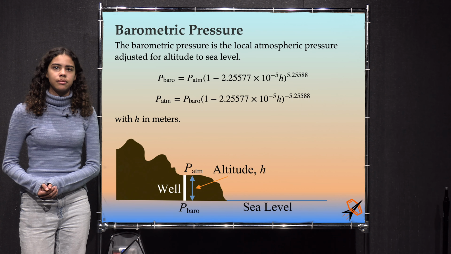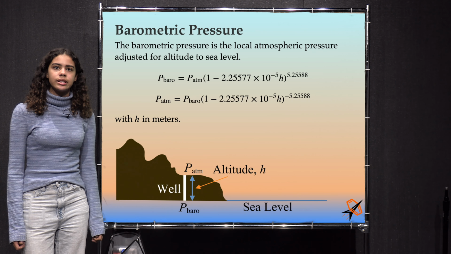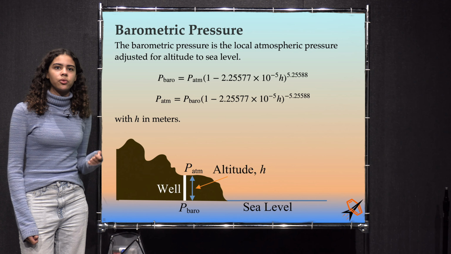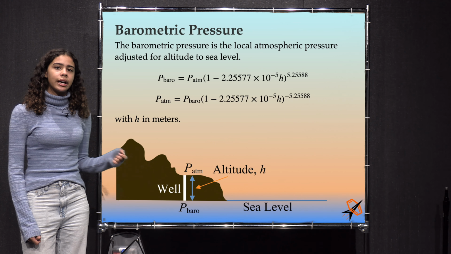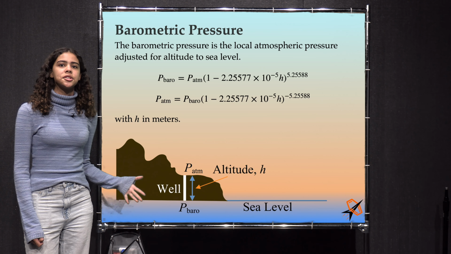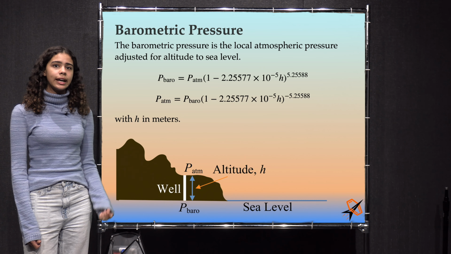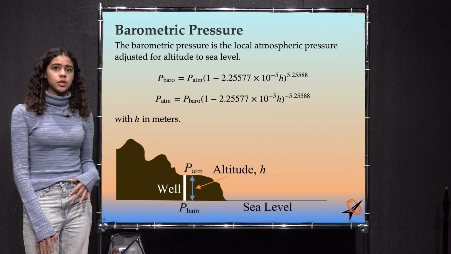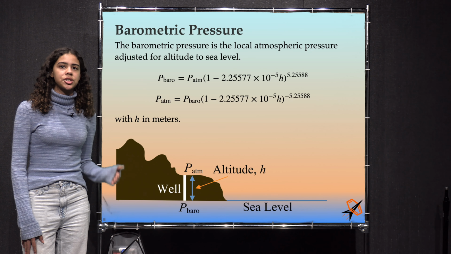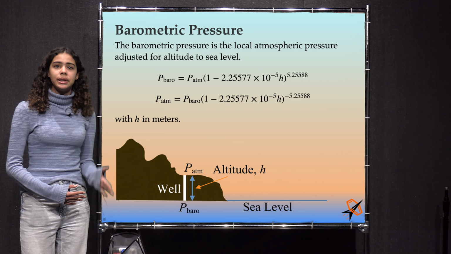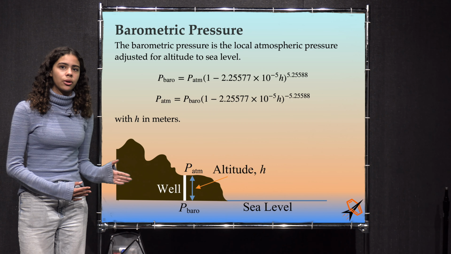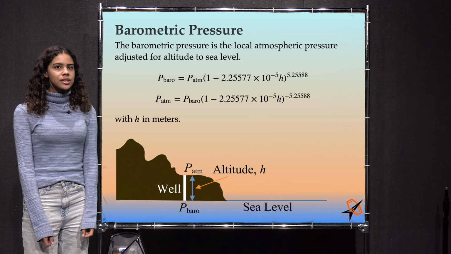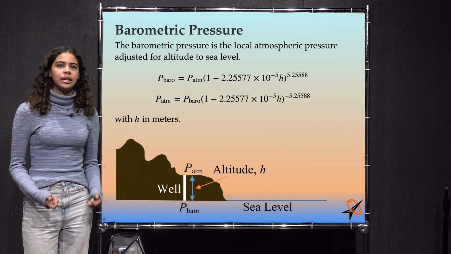The formula for air in the troposphere is that the barometric pressure is equal to the local pressure times 1 minus 2.25577 times 10 to the minus 5th h, where h is height or altitude above sea level in meters. That expression is raised to the 5.2558 power. The inverse expression is that the local pressure is the barometric pressure times the previous expression, but now raised to the negative of the previous exponent, or to the negative 5.2558th power. Notice that the local and the barometric pressure only have to be in the same units.